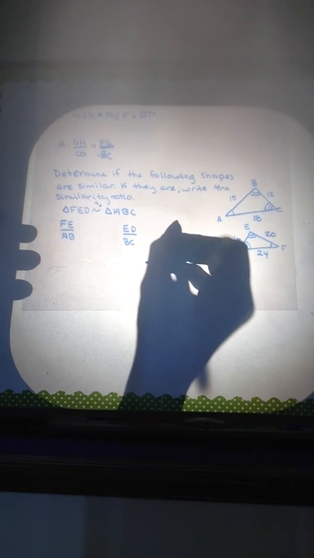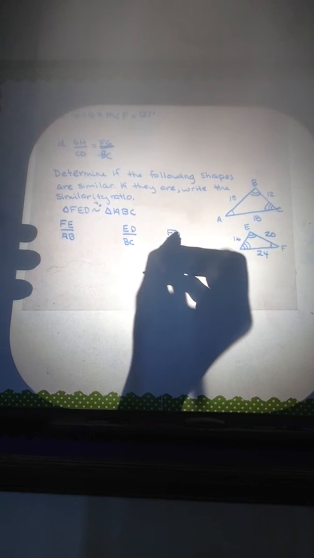So we have to compare the different pieces. Let's compare FE over AB, and again, that's using the first two and the first two. Then we're going to compare ED over BC. ED is this last two. And then FD over AC, first and last. So we're going to set up these three fractions and see, are they equal, yes or no?